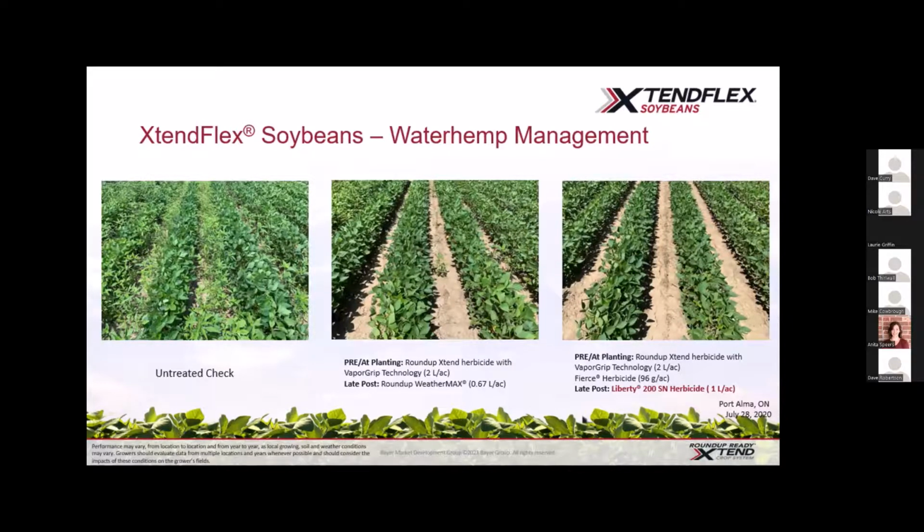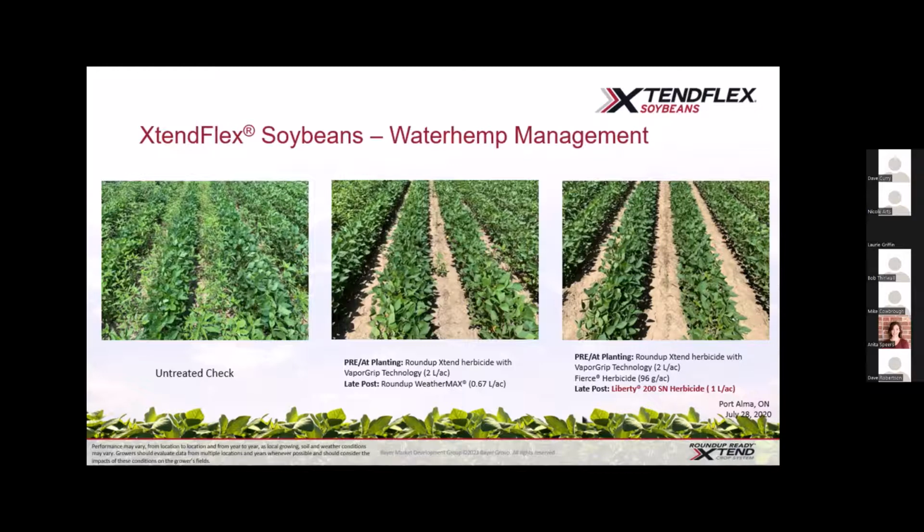This picture shows the water hemp control that we get with that Extend Flex system. If you look on the left-hand picture here, you can see the untreated check. There's lots of water hemp in there. The middle picture shows Roundup Extend herbicide put down pre-plant, and then a post-application of WeatherMax, and you can see some of those weeds coming back through. This really isn't going to hold that water hemp plant from coming through the canopy.